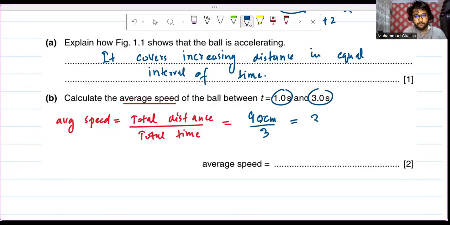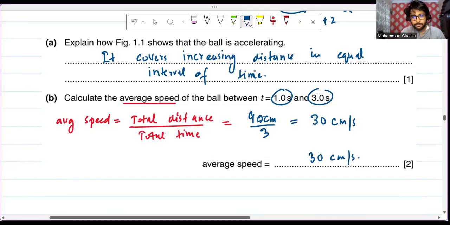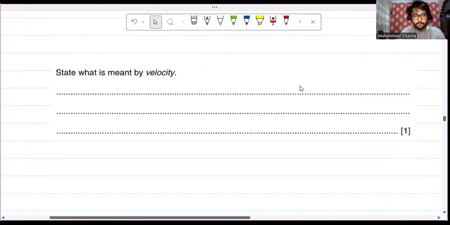Now write down the units very, very carefully. 30 centimeters per second. Because in this case, the amount of distance traveled is in centimeters and not in meters. So this is 30 centimeters per second. Be very careful with the units.